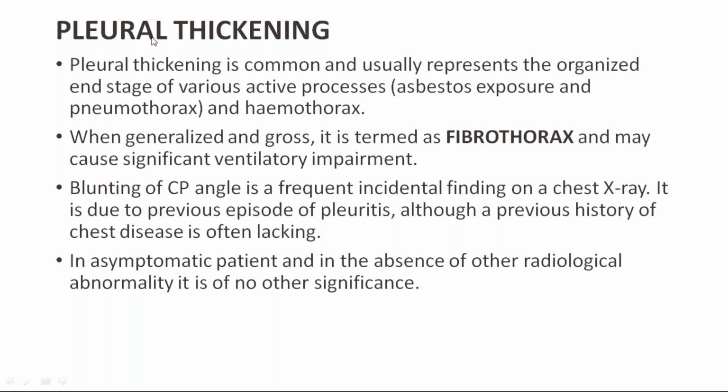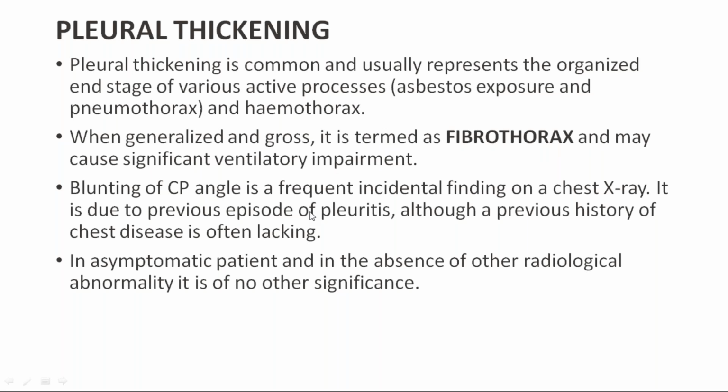Another pathology, pleural thickening. Pleural thickening is common and usually represents the organized end stage of various active processes like asbestos exposure, pneumothorax and hemothorax. When generalized and gross, it is termed fibrothorax and may cause significant ventilatory impairment.